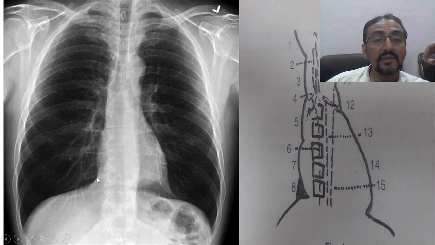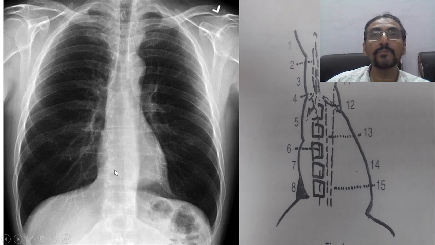And area number 8 is the cardiophrenic angle. So this is the cardia coming over here. This is phrenic. Phrenic refers to the diaphragm. The diaphragm comes like this, this dome shape. From here the cardia comes, and both together form an angle here, so that angle is called the cardiophrenic angle.